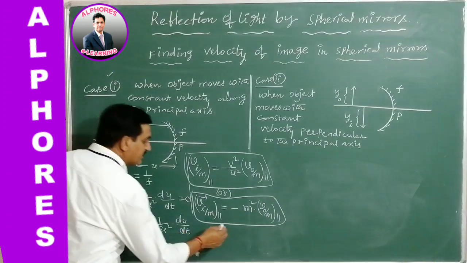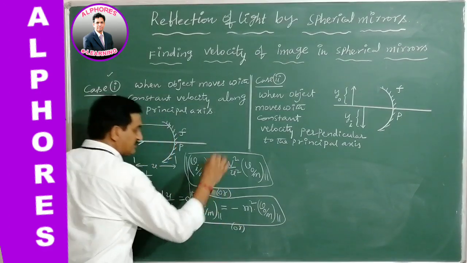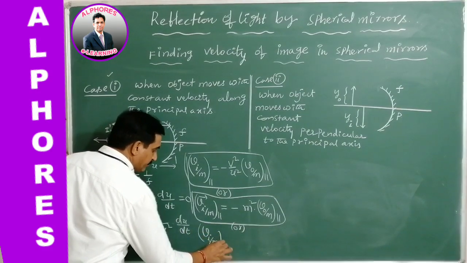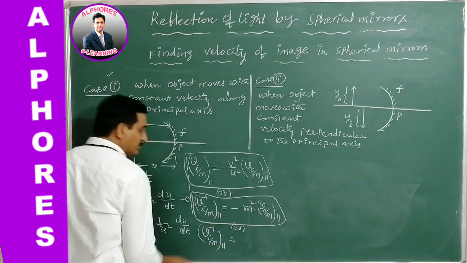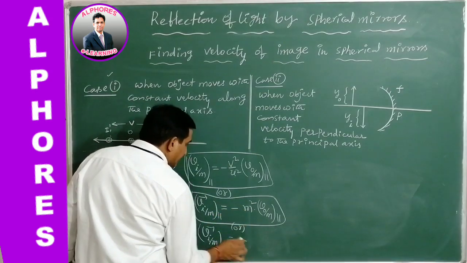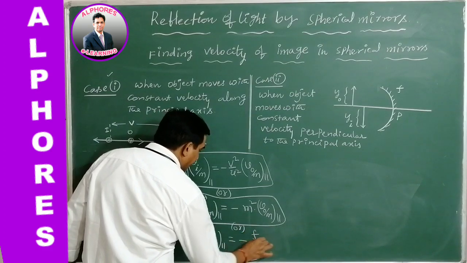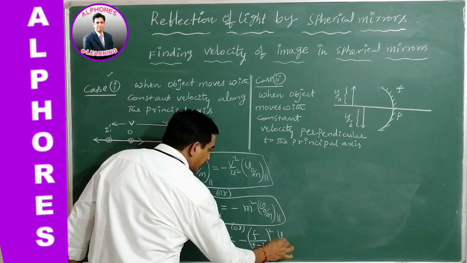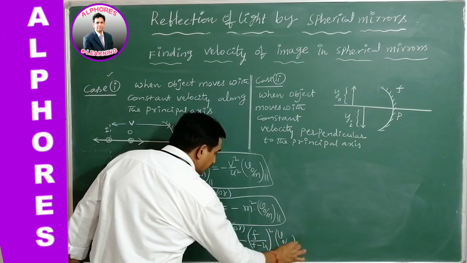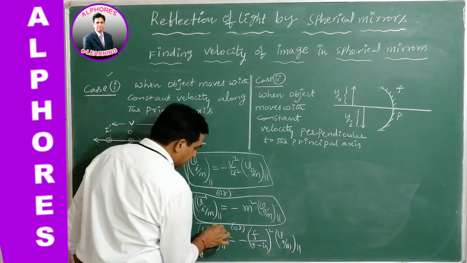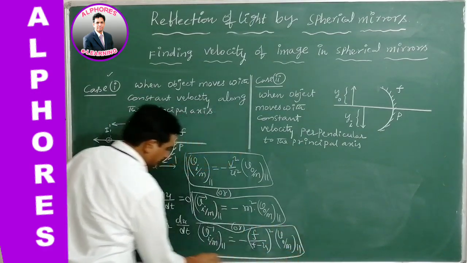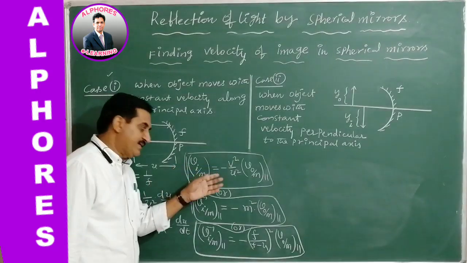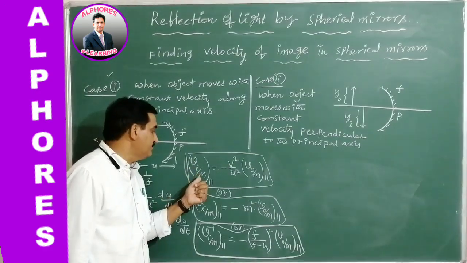Or this can be written simply as: velocity of image with respect to mirror parallel to principal axis is equal to, so this m is substituted in terms of focal length and object distance, f by f minus u whole square, times velocity of object with respect to mirror parallel to principal axis. So you can take this equation in any format. This is velocity of image with respect to mirror.